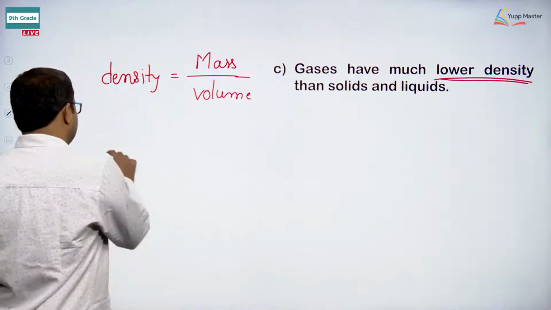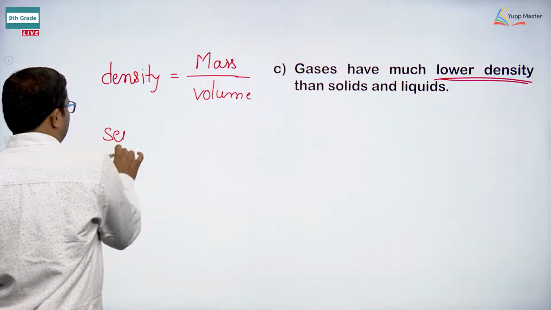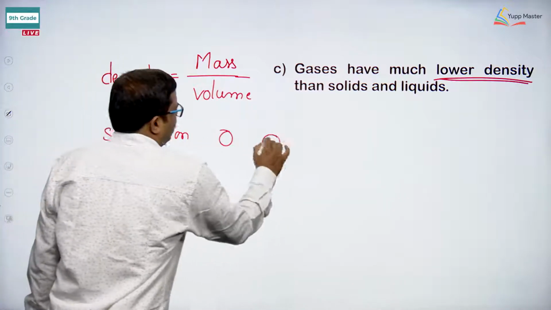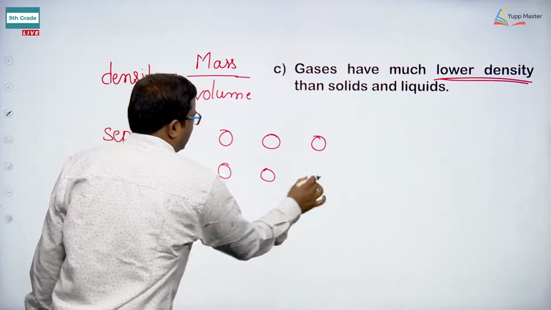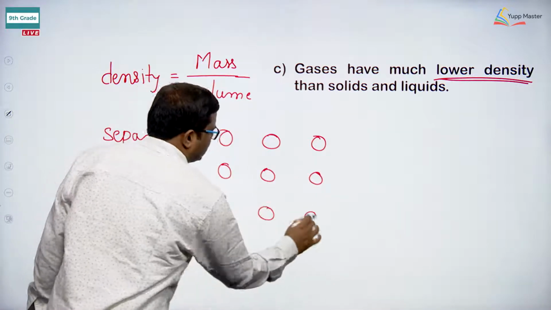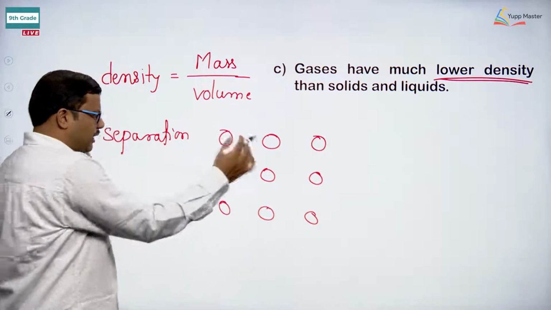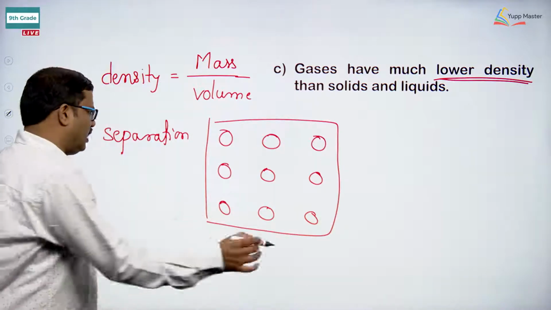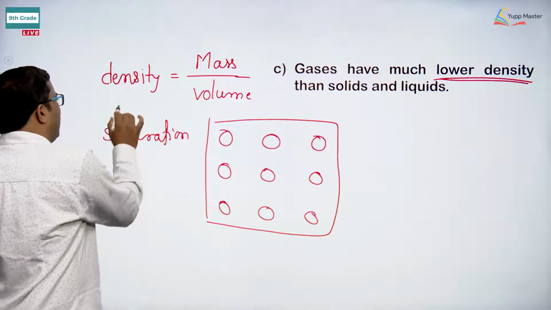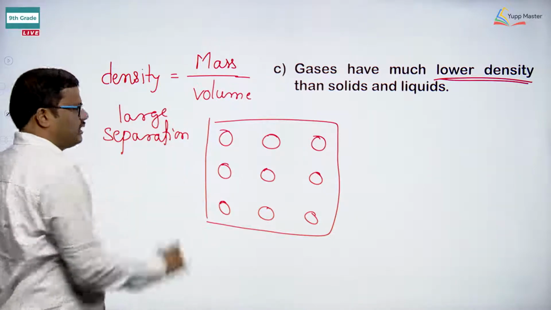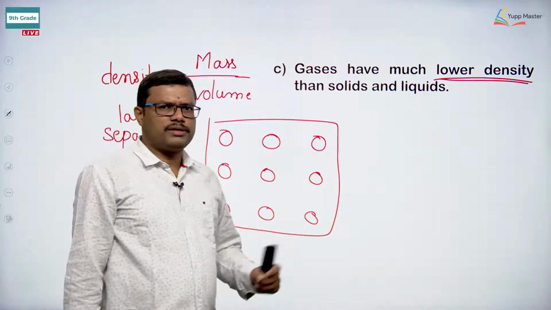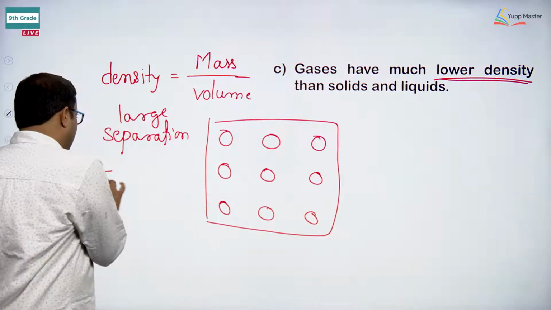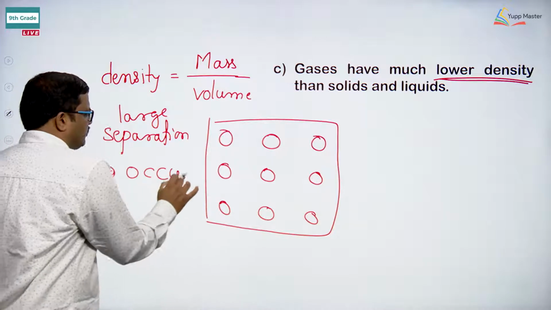What is the reason? As I told you, the separation between the molecules or atoms of gases is very large. Since the separation is very large, they are going to occupy this much volume. Because of the large separation present between the molecules or atoms of the gases, they are going to occupy a large volume.